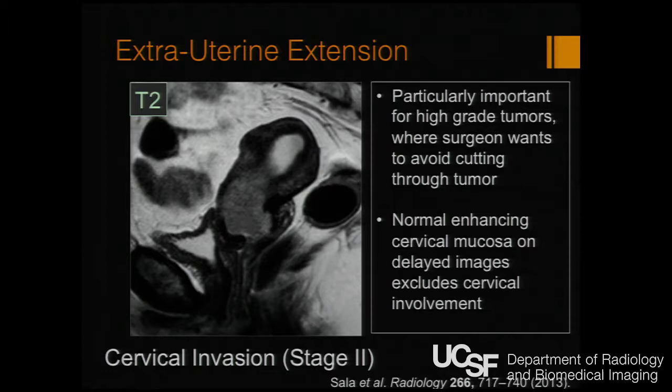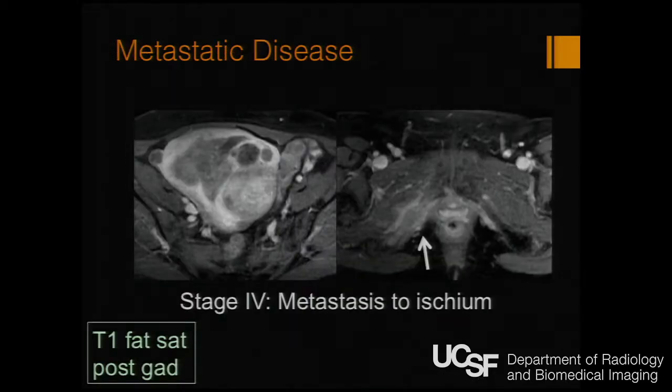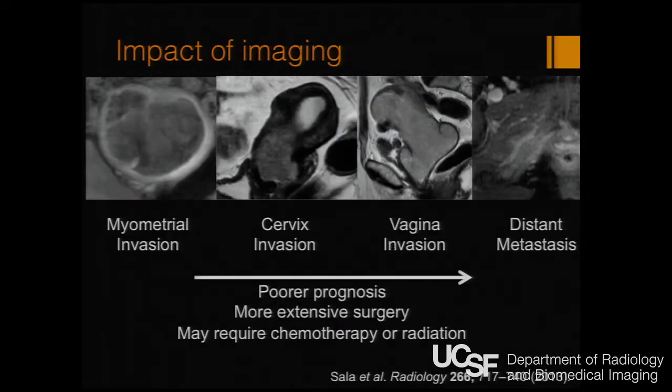You can also see metastatic disease, and on MRI this actually can be a little bit difficult. This is a patient with endometrial cancer and no clear extrauterine extension, but there is actually a metastasis to the inferior pubic ramus. So really the impact of imaging is to talk about prognosis.